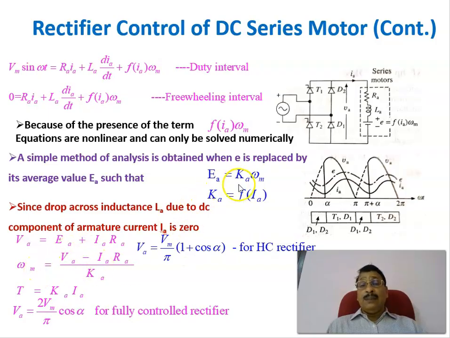The corresponding equation for omega m: omega m is given by EA divided by Ka. Therefore, omega m equals VA minus IA RA divided by Ka. And torque is given by Ka into Ia. These are the relations for omega m and torque in the case of a series motor fed from a single phase, fully controlled or half controlled rectifier.